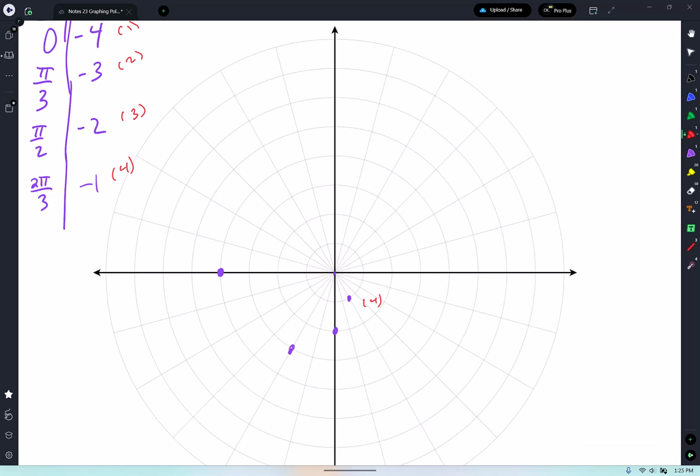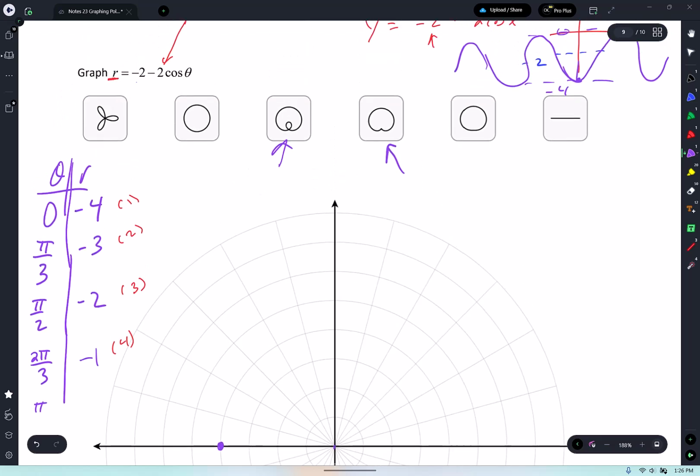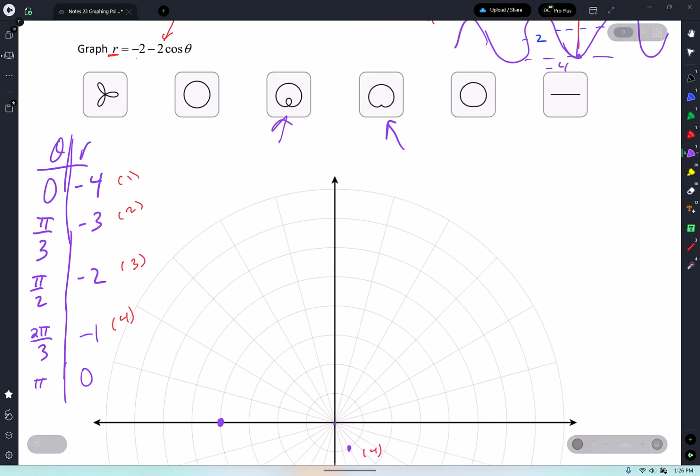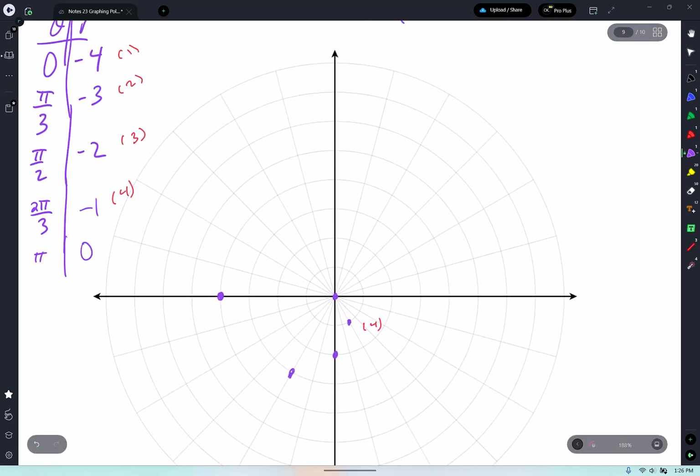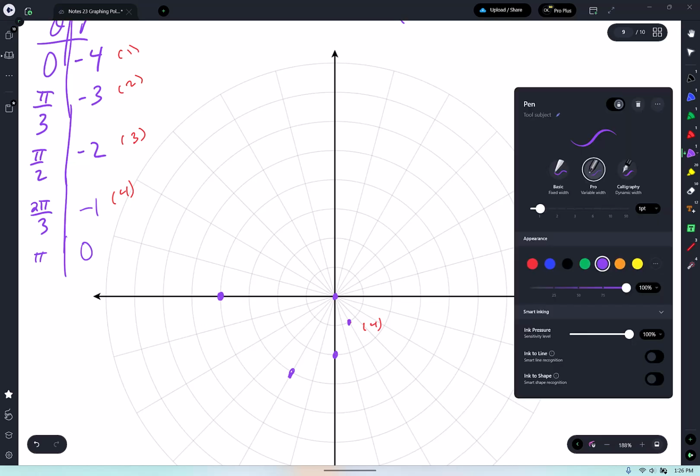Finally, I'm going to choose pi. Pi is -1. -1 times -2 is +2. -2 plus 2 is 0. Cool or not cool? Boom, right there.